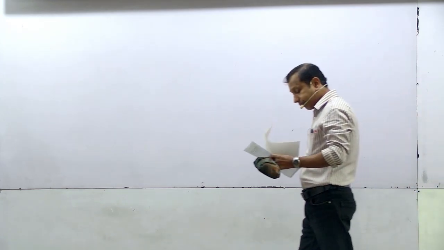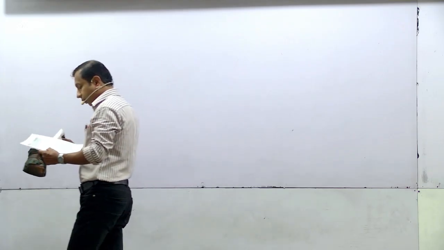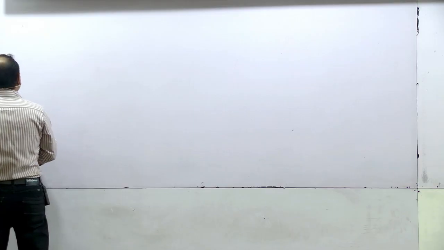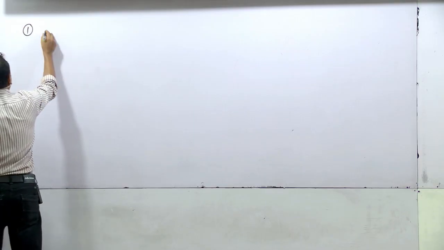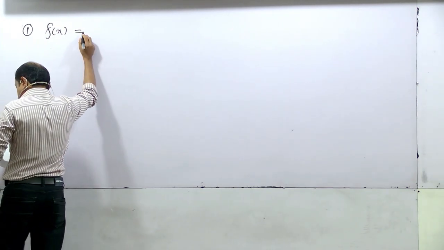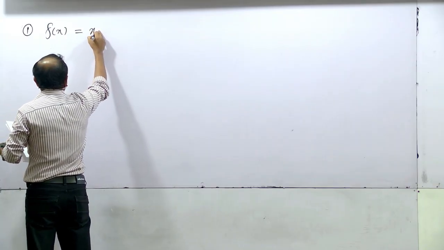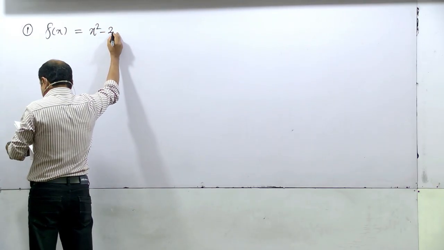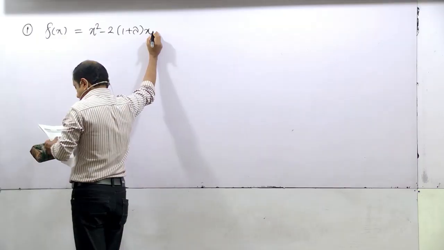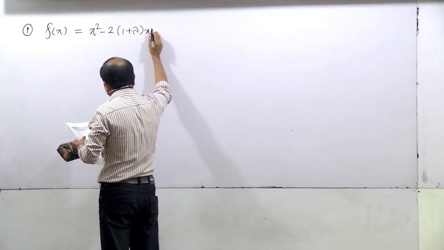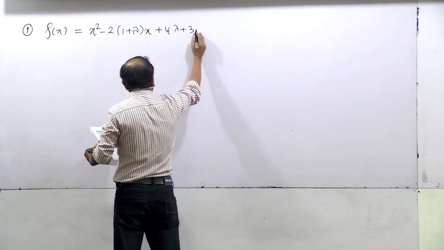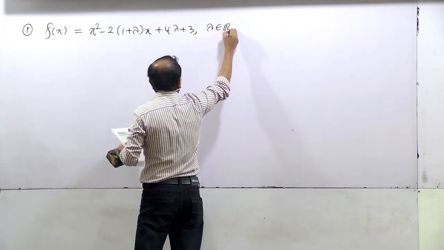Question number 1. We are given f(x) = x squared minus 2(1 + lambda)x + 4 lambda + 3. Lambda is a real number, right?